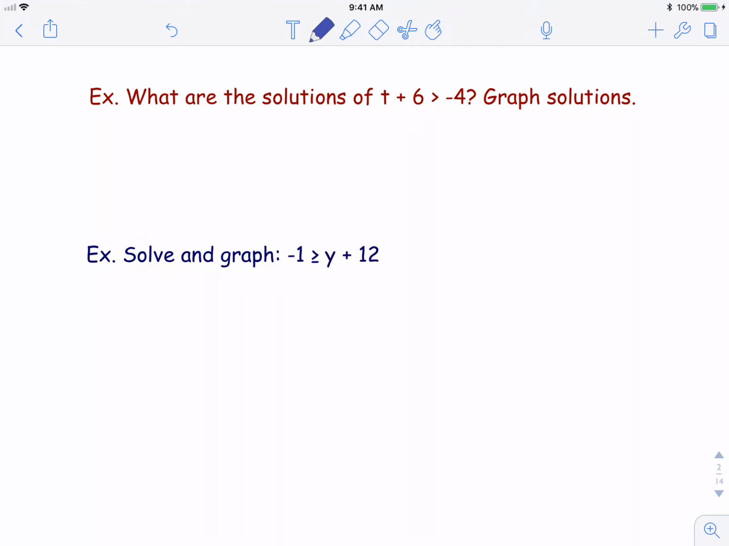The next example: t plus 6 is greater than negative 4, and then graph our solutions. Right now t is being added by 6, so I'm going to do the opposite of that and subtract 6 on both sides. I am left then with t is greater than negative 10.